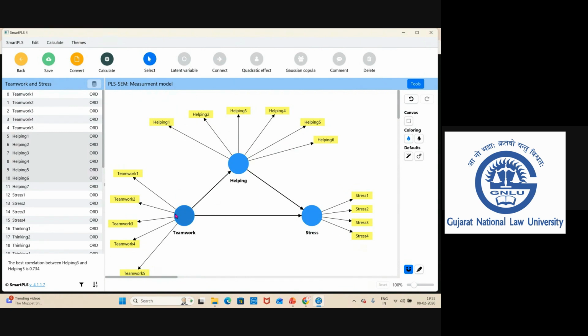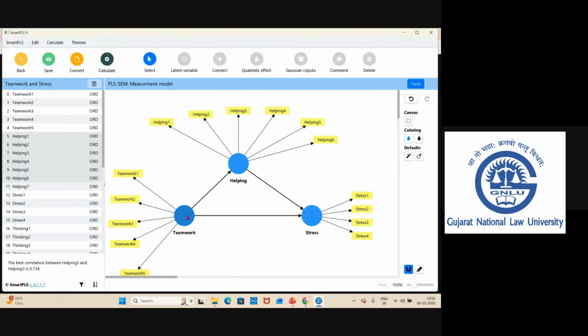Means you can see that arrows are going from the construct to the indicators. Okay. Now I just want to know whether this particular item, this particular indicator, is able to measure the construct. What is the relationship between the construct and this particular indicator? So with the help of the factor loadings, we are going to measure whether these indicators are able to define this particular construct or not. What is the reliability and validity of this particular construct that we have?